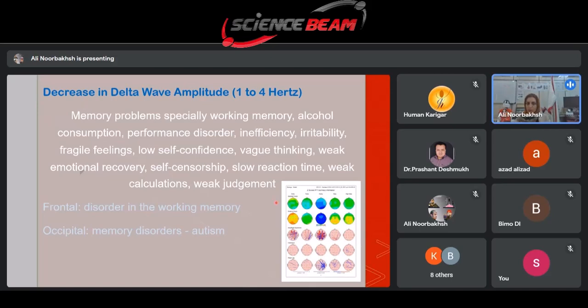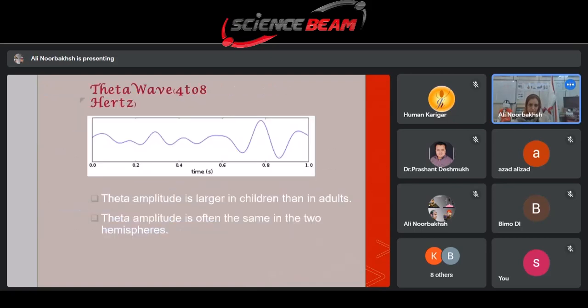In the brain map, you can see the color of the brain. Theta wave. Theta wave is between 4 to 8 hertz. Theta amplitude is larger in children than in adults, and the theta amplitude is often the same in the two hemispheres. You know that theta should be equal on the left and right hemisphere, okay?